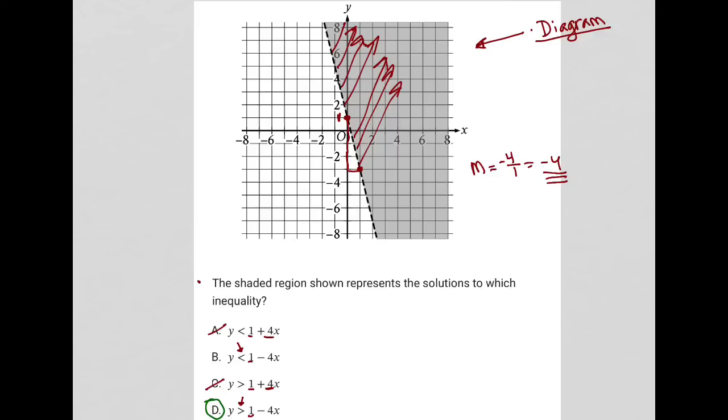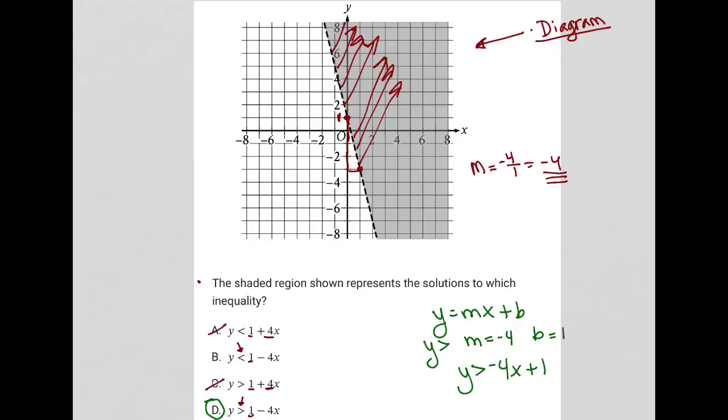And just to show it again, if I think about this as y equals mx plus b, I know that m is equal to -4, and I know that b is equal to +1, and I know that this is not actually equals, but an inequality where the shading is above the line. That turns this into y is greater than all of that. So then putting it together, I have y is greater than -4x plus 1.